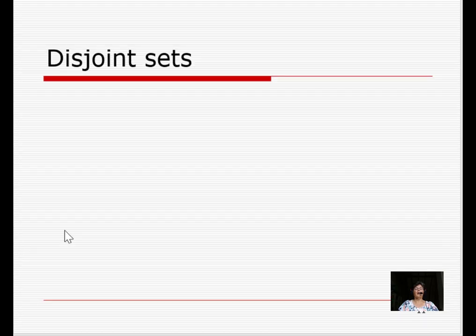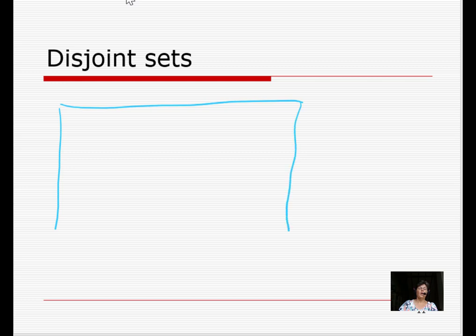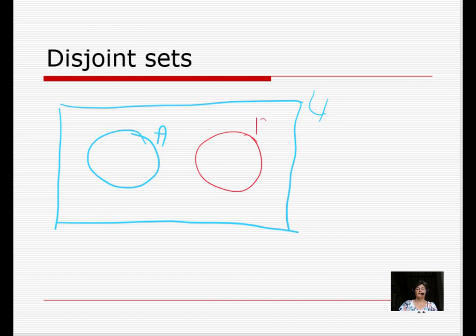If we look at some other aspects of sets, we can also call two sets disjoint, and that means that they have no overlap. So if I have this universe U and I have a set A and I have a set B, and they don't overlap, so they don't have any elements in common, then we call them disjoint sets.